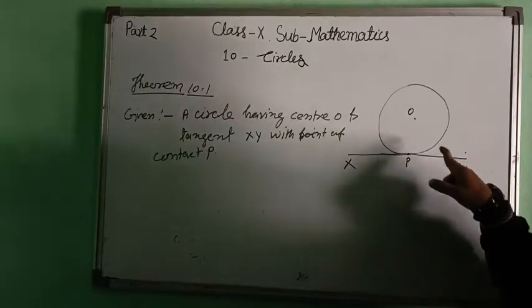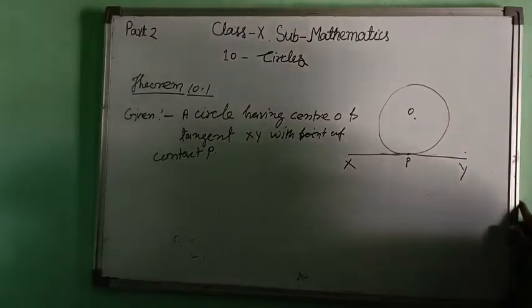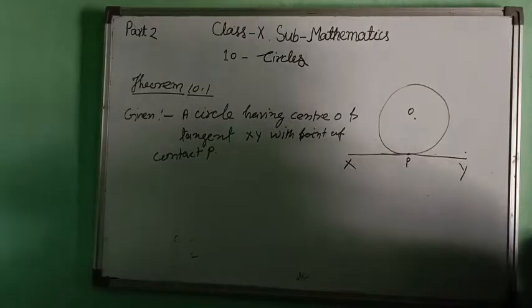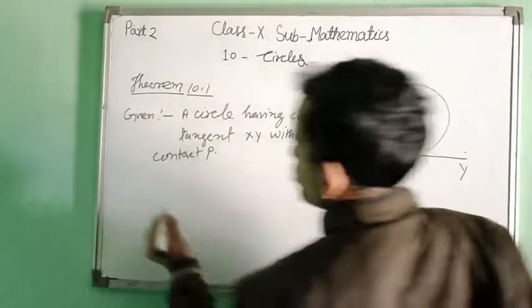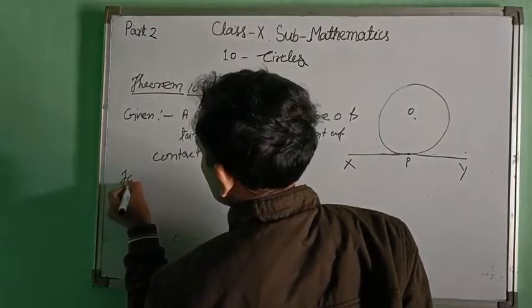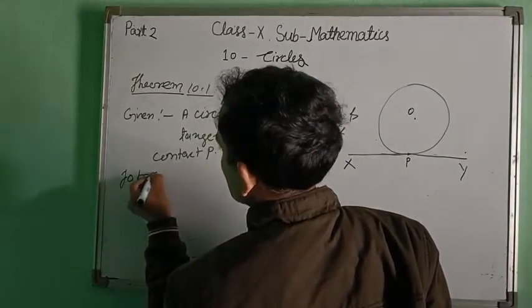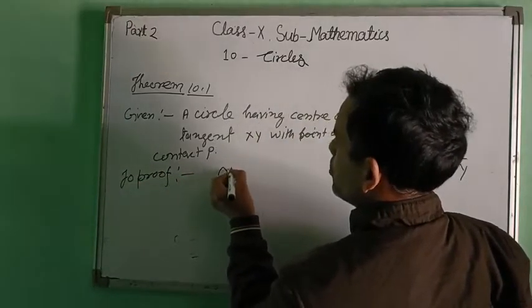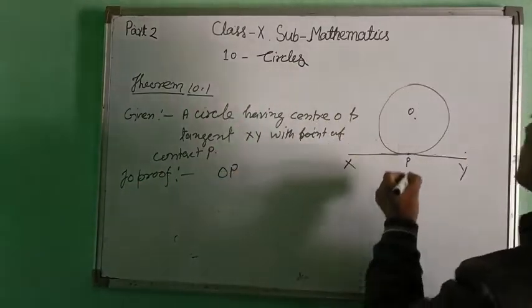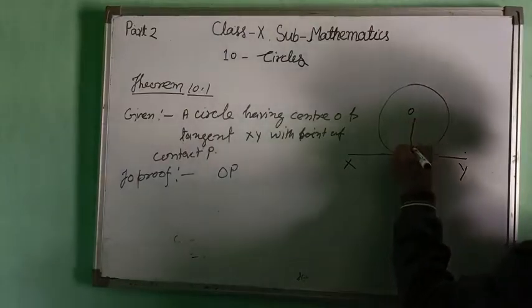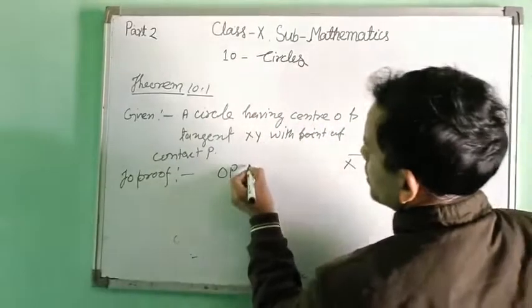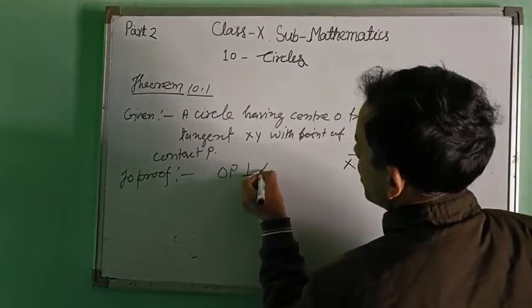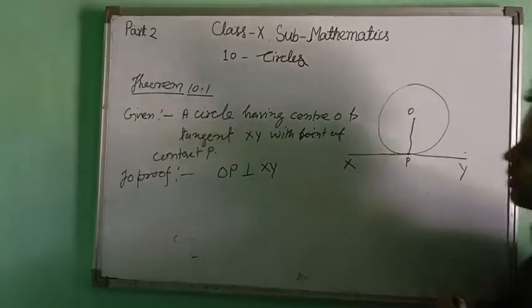And we have to prove that the line segment joining the point of contact and center of the circle is perpendicular to the given tangent. Okay, to prove: we have to prove OP, this is the line OP, perpendicular to XY.